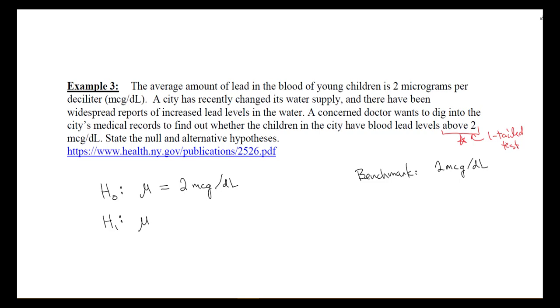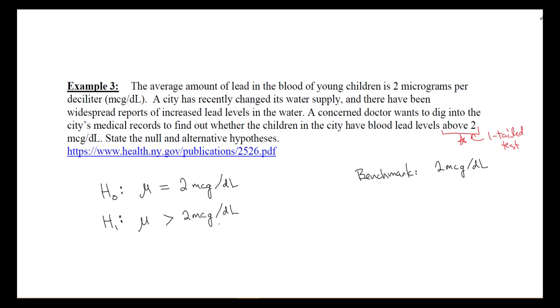Basically this is steering us in a particular direction. Because of the situation, this doctor seems to feel confident that there's not really any chance their lead levels are going to be low. If anything, it'll be high, or else they'll be the same. So this is an example of where we would use a one-tailed test. So I'm going to make this a greater than symbol, and then I'm going to write down my benchmark again.